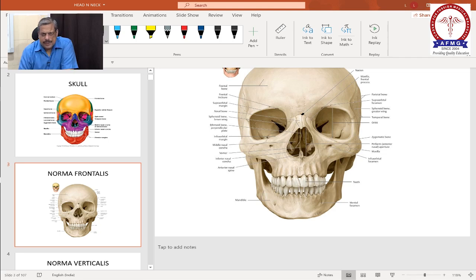The question has been asked regarding the location of mental foramen. It is present below the second premolar tooth. This is the mental foramen. So these are the features of norma frontalis.